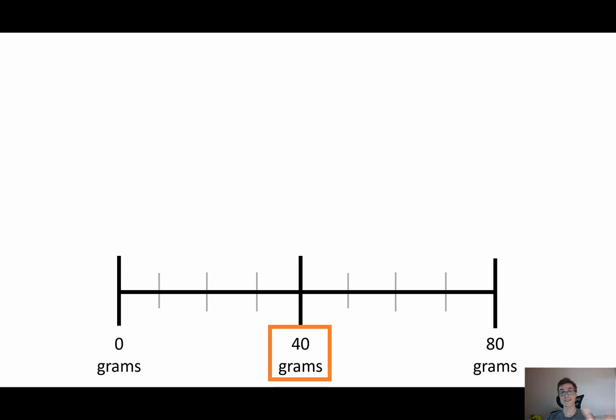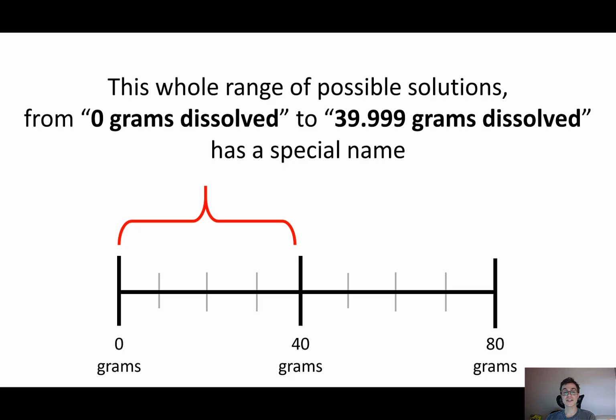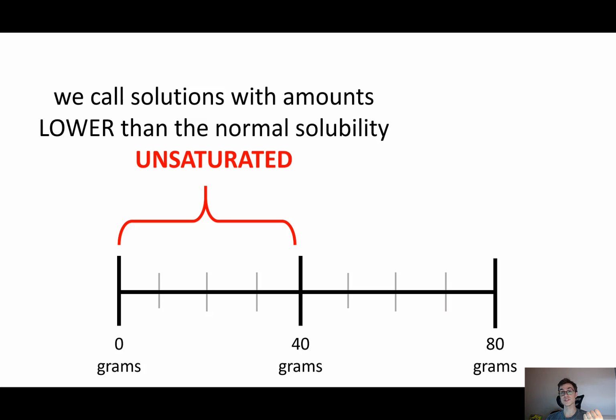We're going to think graphically a little bit. This whole range on the left side of this line, from 0 grams up to 39.99999 grams, when the water was not full of the chemical, we give this whole range of possible solutions a special name. We call these solutions with amounts lower than the solubility unsaturated. So this whole part of the line, from 0 grams all the way to 40 grams, every time you added it and you stirred it up and it dissolved, these solutions that you made were unsaturated because they did not have the maximum in it yet.